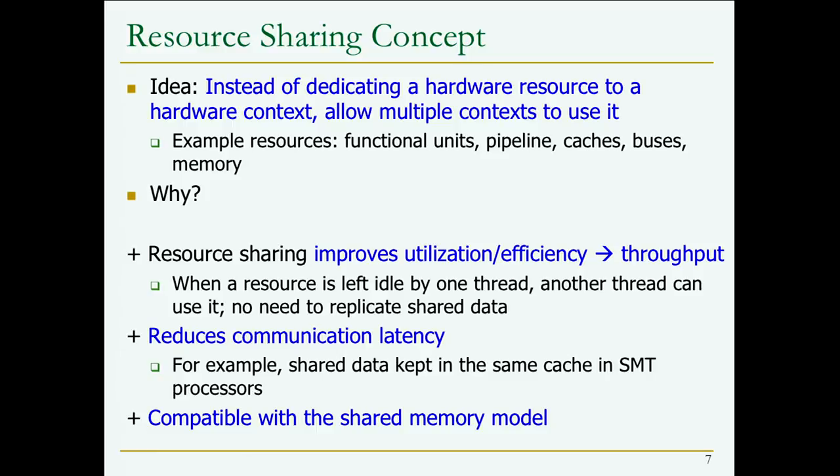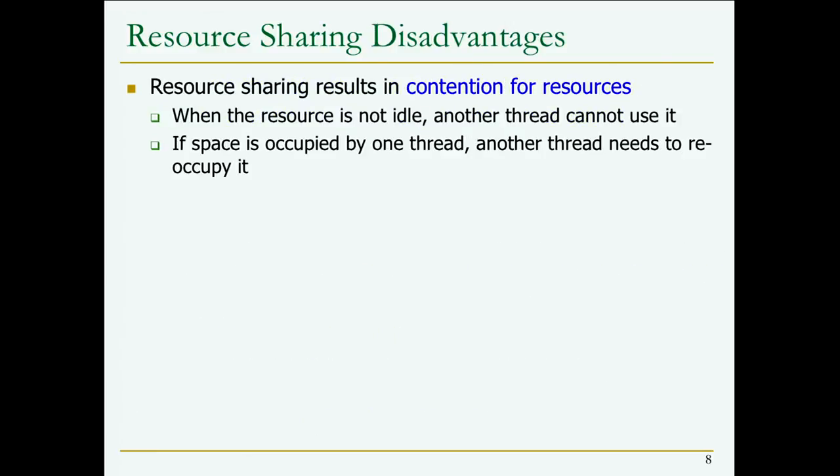So resource sharing is, in general, good for improving utilization. The downside is it results in contention for resources that we've talked about. For example, Tannin bar has a single revolving door. They could have replicated those doors for every single person who's going to enter, but that's very expensive. So they improved utilization, but then they cause contention. When the resource is not idle, another thread cannot use it. One thread causes interference to another.